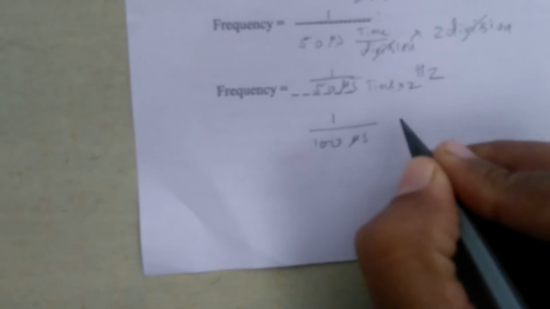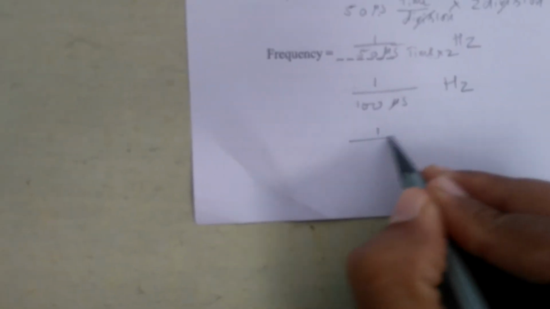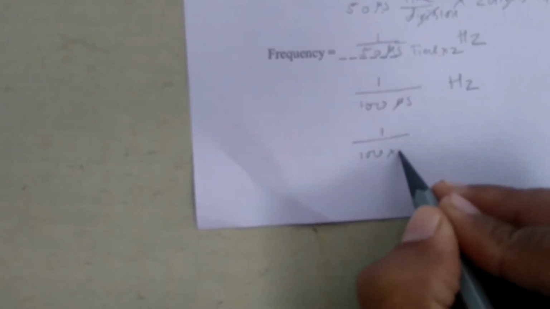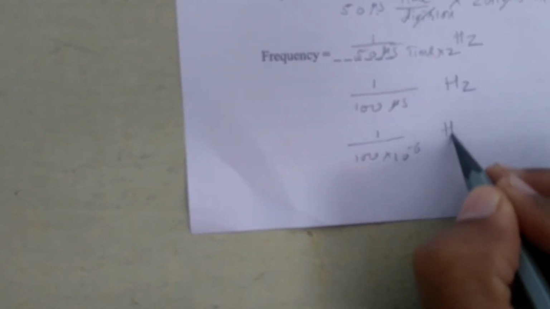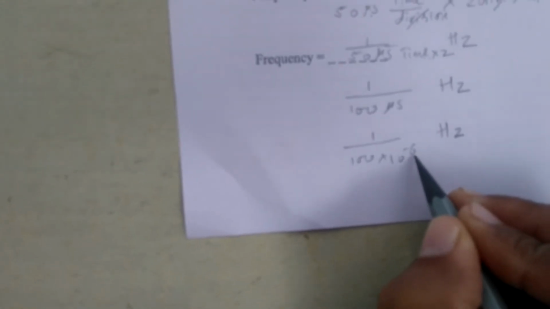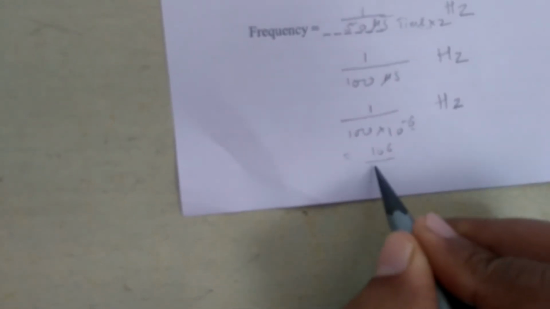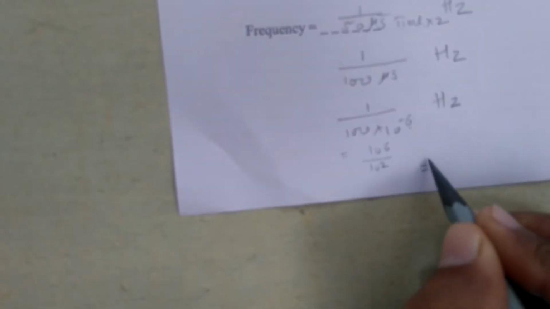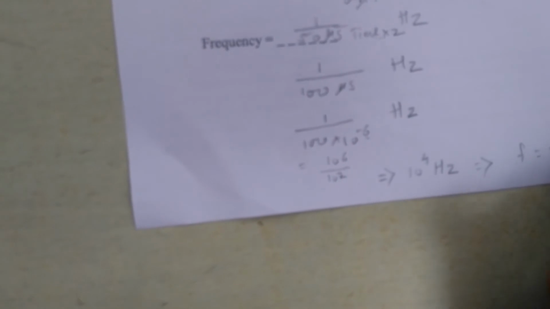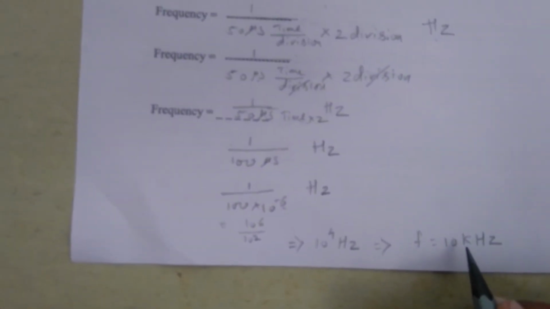1 upon 100 microsecond hertz. We have to convert this microsecond. 1 upon 100 into 10 to the power minus 6. This will be converted into seconds. This will provide the result: 10 to the power 4 hertz, or we can say that the frequency is 10 kilohertz.